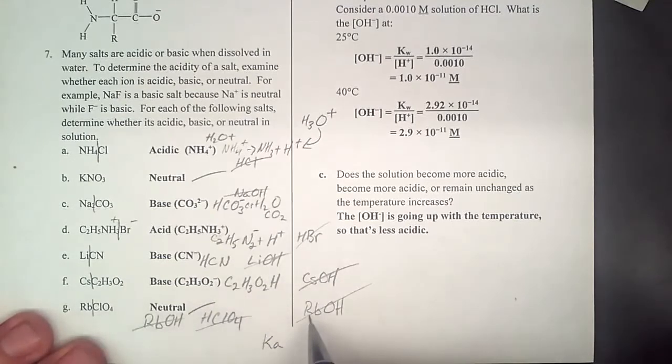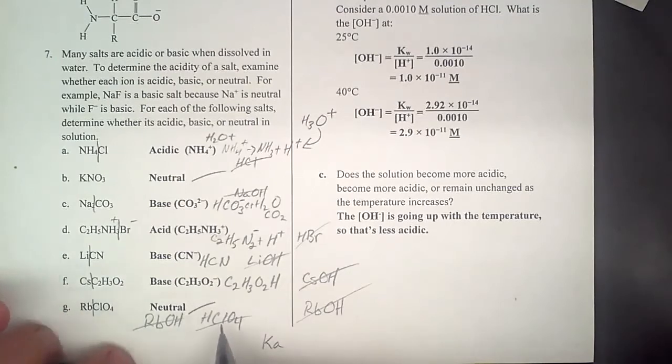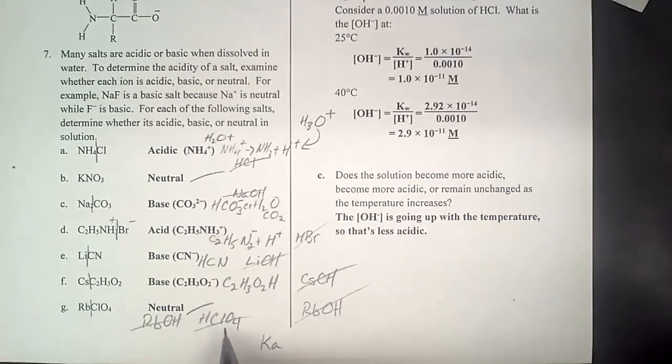Could you form rubidium oxide? No, that's a strong base. Could this attract H? No, because you would be forming a strong acid in water. Know your list of strong acids and bases, and that's not possible no matter how many times we write it.